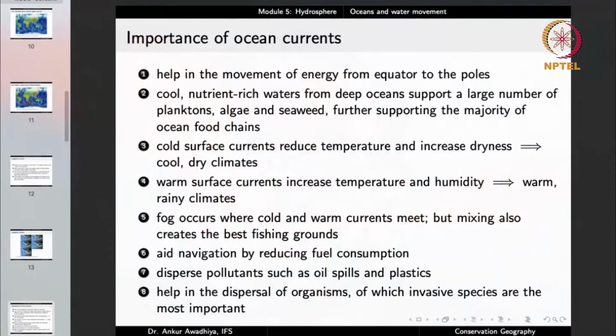Ecologically, certain biological communities get protected, certain other communities become more vulnerable. And economically, we will have to spend money to treat the oil spill in a larger area. Otherwise, it would have been much more localized. If the currents take the oil to a beach, then we will have to clean up the beaches. If the currents were not there, then probably the oil spill would have been much more localized. And it also helps in the dispersal of organisms, of which the invasive species are the most important.